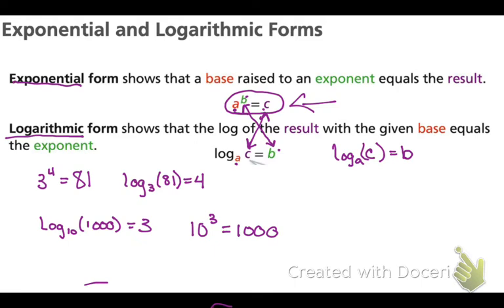Okay, try this one on your own. 7 to the third equals 343. Write it into logarithmic form, please. When you're finished with that, you can do log base 4 of 16 equals 2.